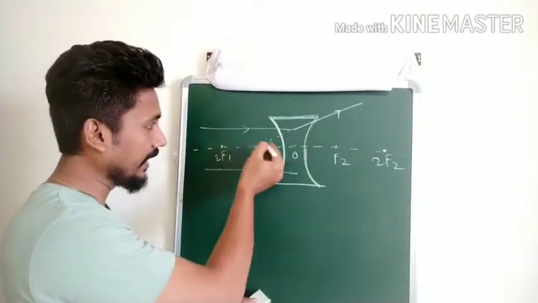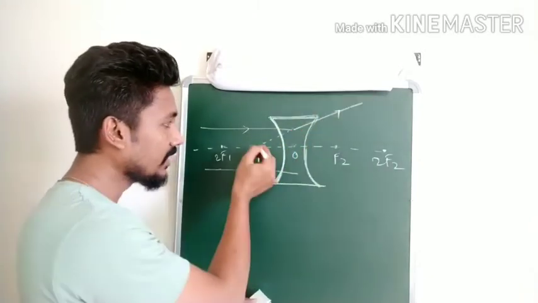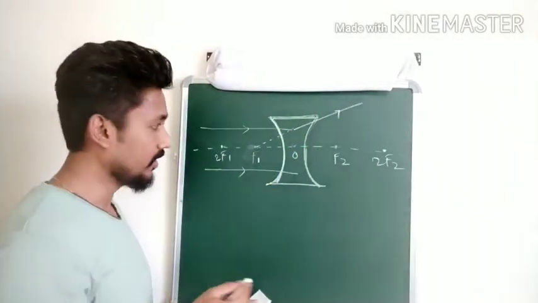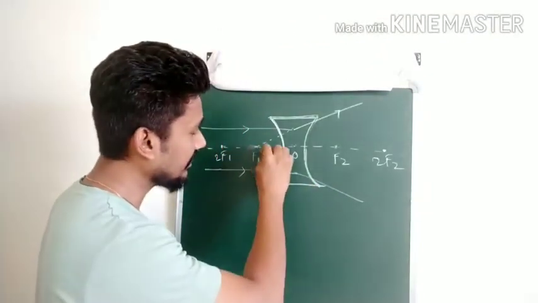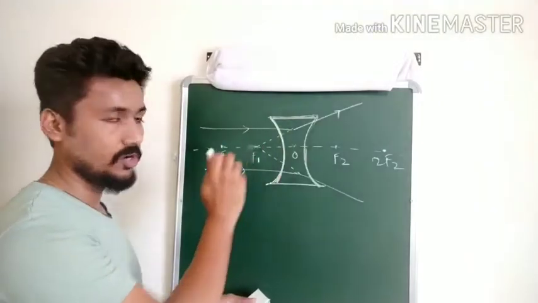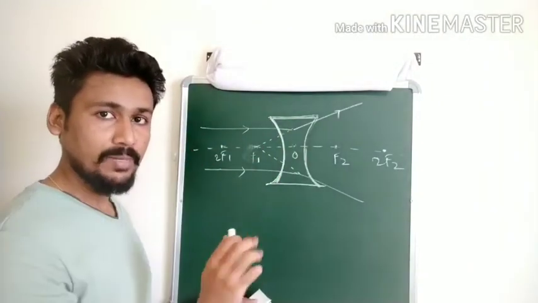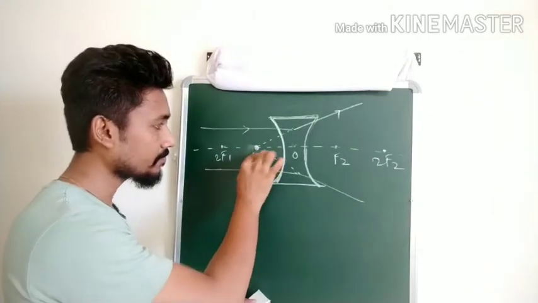A ray parallel to the principal axis seems to diverge from the focus F1. The same thing will happen with this ray. It will diverge like this and seem like it is coming from F1. So all the rays are going to diverge from F1, and it will seem like the image has formed at F1.